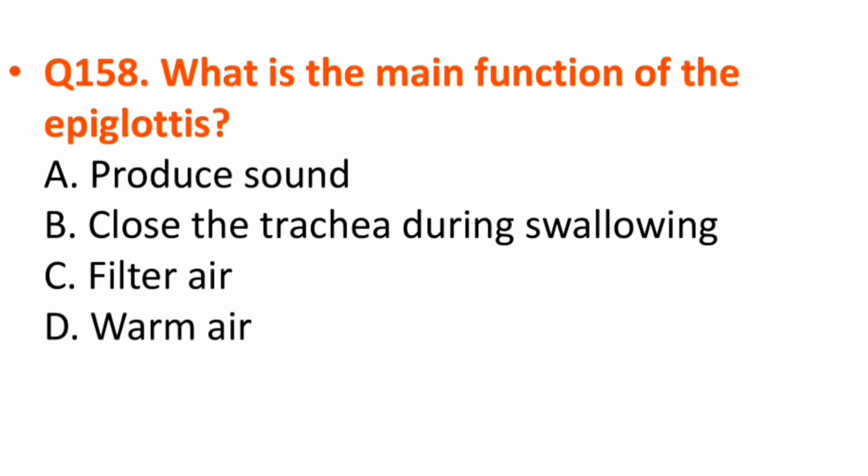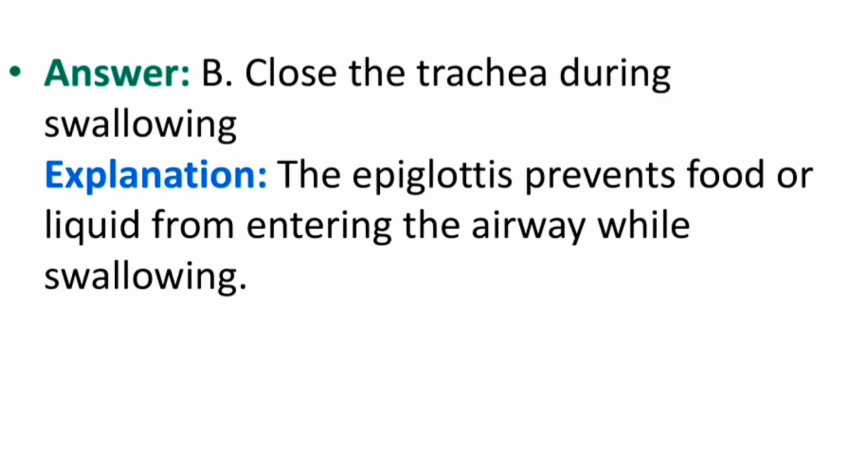The next question. What is the main function of the epiglottis? Option A, produce sound. Option B, close the trachea during swallowing. Option C, filter air. Option D, warm air. The correct answer is option B, close the trachea during swallowing. The epiglottis prevents fluid or liquid from entering the airway while swallowing.